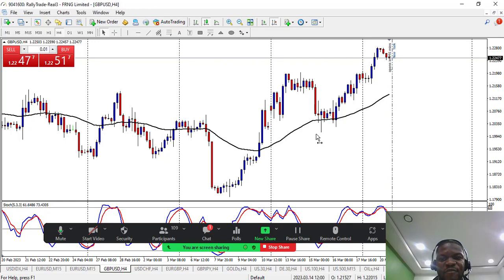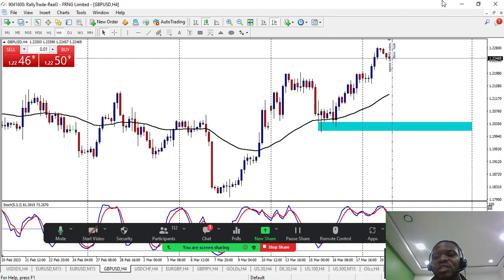Now, if you look carefully, you notice this is trending upward on the H4 time frame. That means this is the low that took out this high. So it formed a new low, right? And this is the low that took out this high. So this is an upward trend.